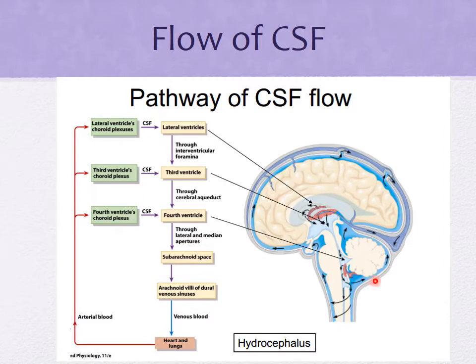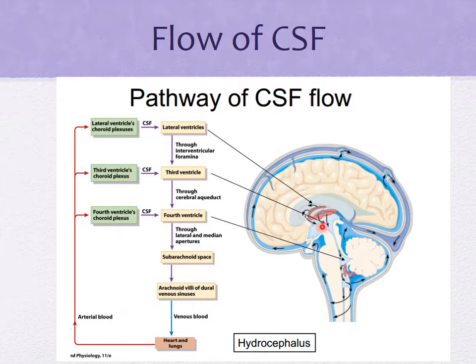So the actual flow of the CSF you can see here. The CSF is actually produced in something called the choroid plexus, and each ventricle has them. So your lateral ventricles, your third and your fourth ventricle all have them, and that's what actually causes the production of CSF. So it initiates in the choroid plexus in the lateral ventricles up here, and then it goes through the interventricular foramen here, just another opening.